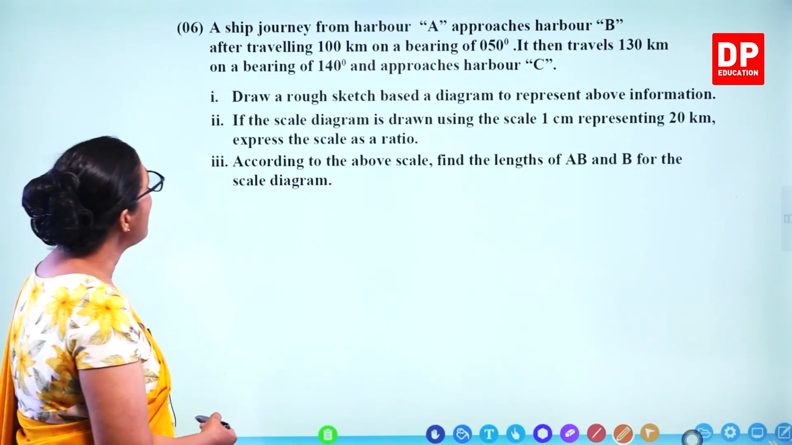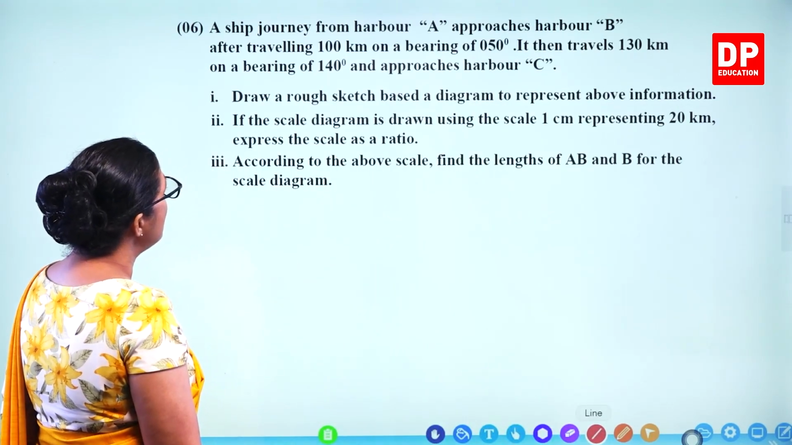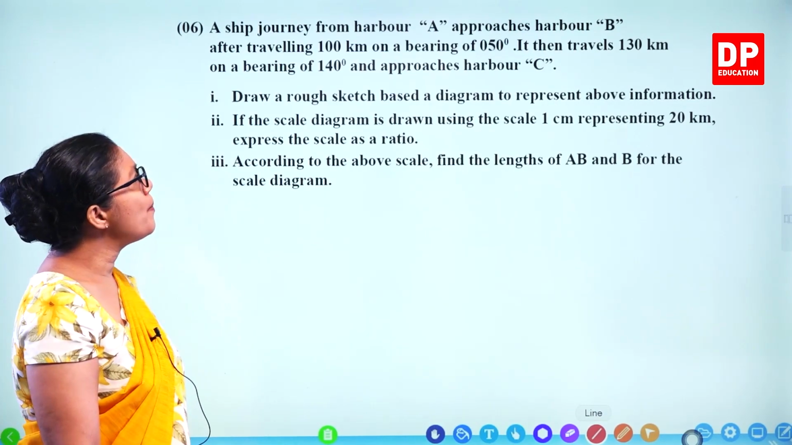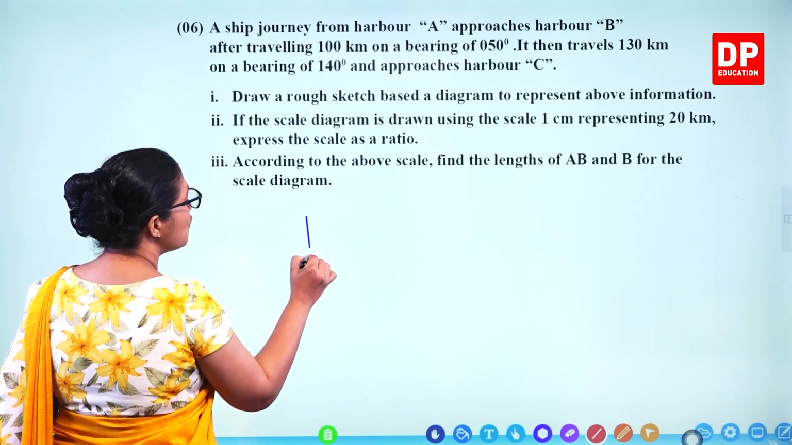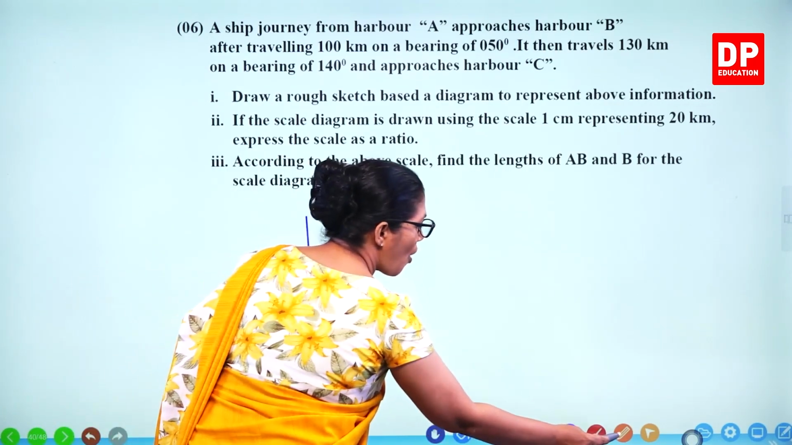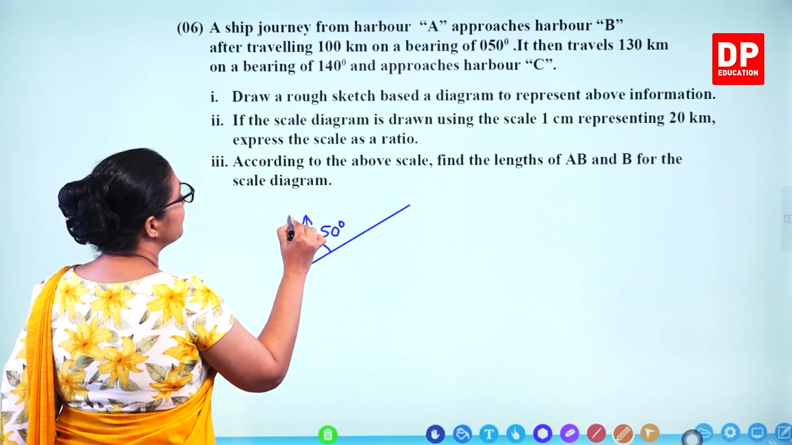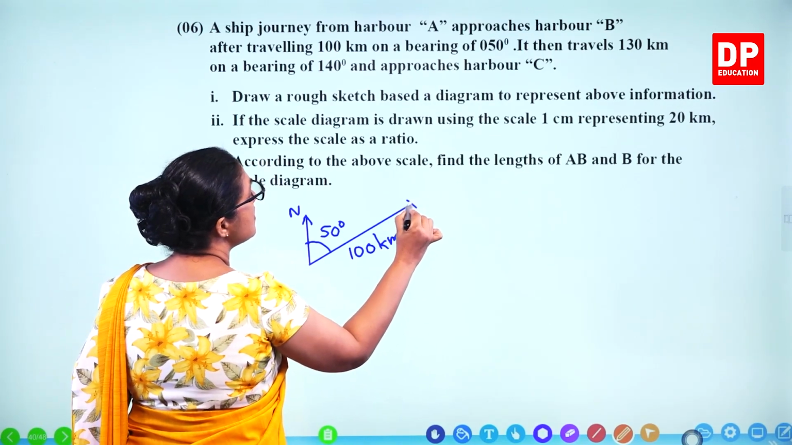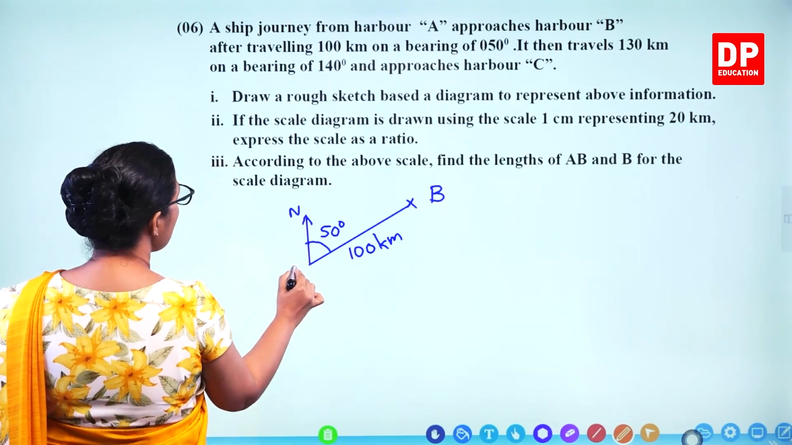So we'll do the first part. We have to sketch it. A ship journey from Harbour A approaches Harbour B after travelling 100 kilometers on a bearing of 50 degrees. So, bearing always we measure from north. 50 means somewhere here. So, from north, 50 degrees, 100 kilometers. This is Harbour B. This is Harbour A.